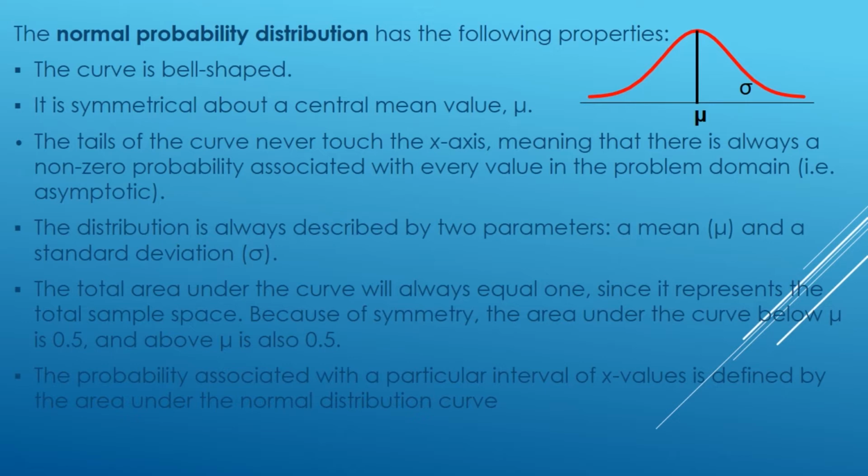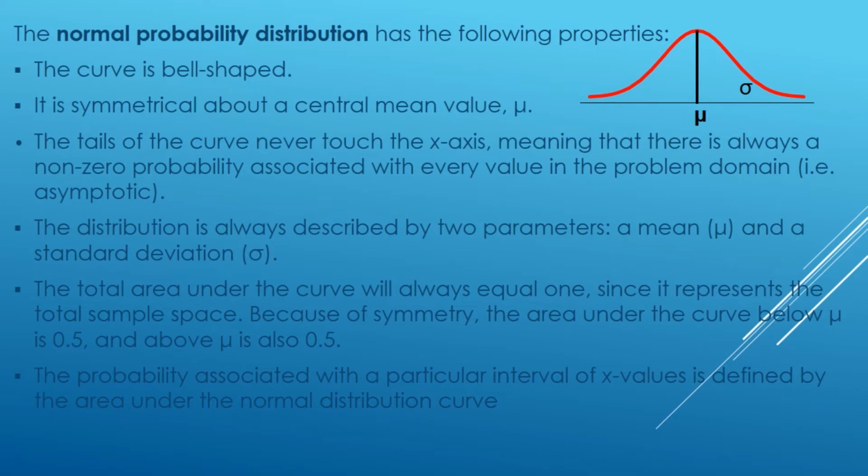So let's understand the properties of a normal probability distribution. Number one, the curve is a bell-shaped curve, meaning to say that it is symmetrical about a central mean value, which is your mu. The tails of the curve never touch the x-axis, meaning that there is always a non-zero probability associated with every value in the problem domain. That is to say, it is asymptotic to the origin.